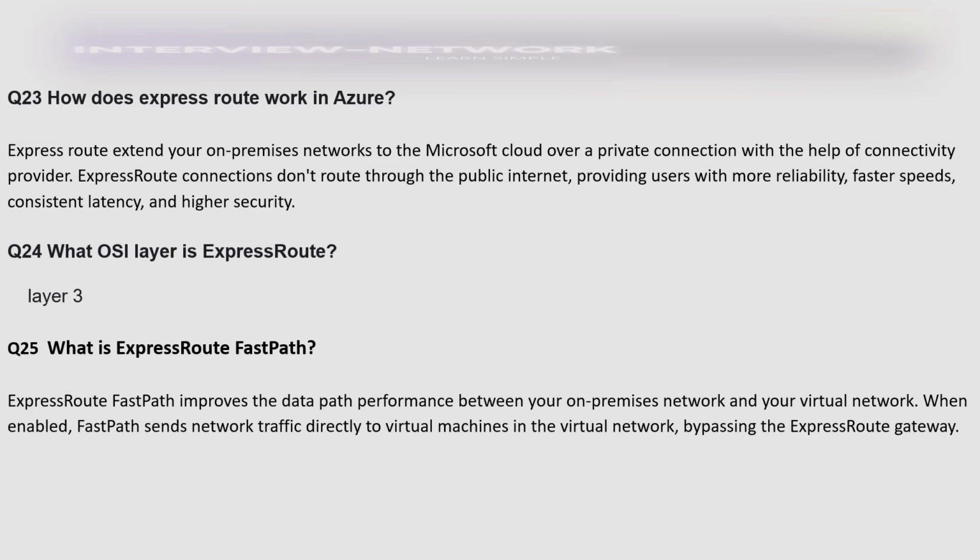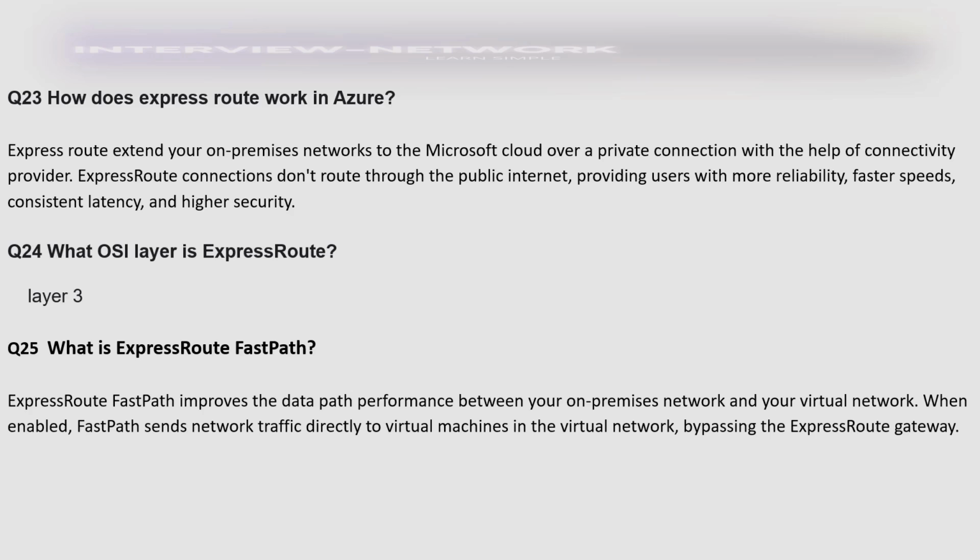How does ExpressRoute work in Azure? ExpressRoute extends your on-premises network to the Microsoft Cloud over a private connection with the help of a connectivity provider. ExpressRoute connections don't route through the public internet, providing users with more reliability, faster speeds, consistent latency, and higher security. What OSI layer is ExpressRoute? Layer 3.